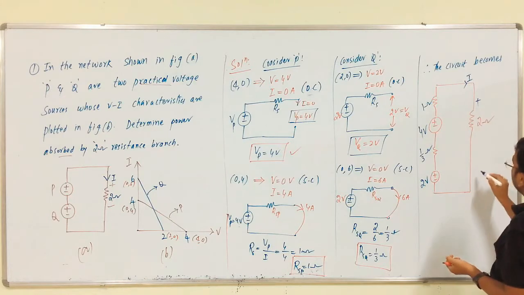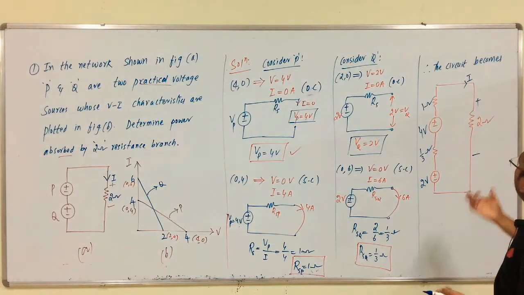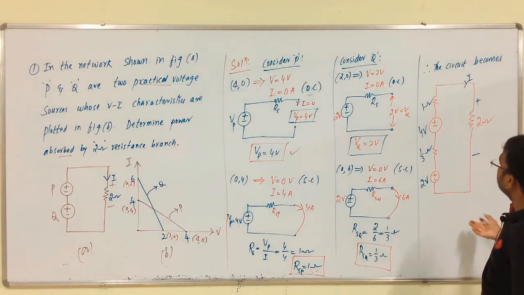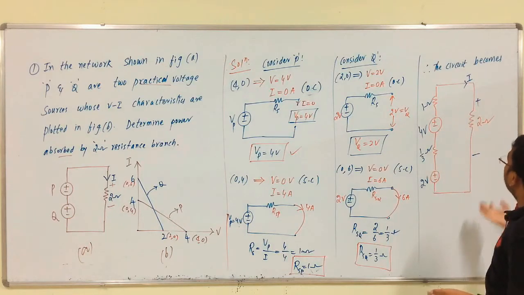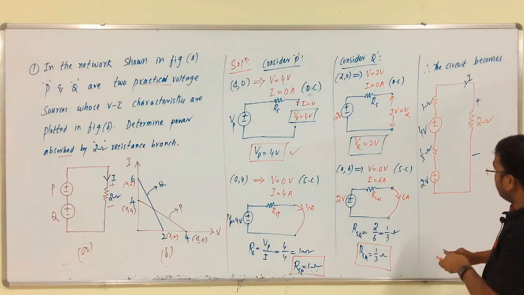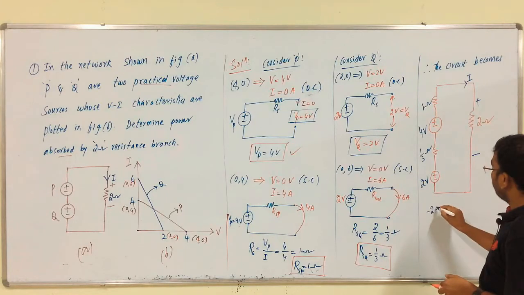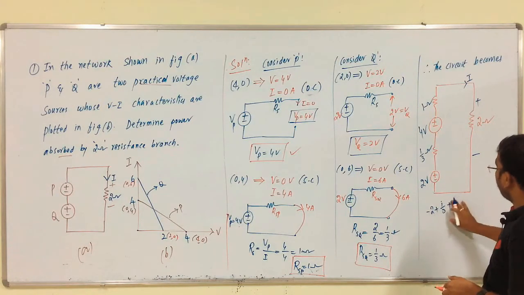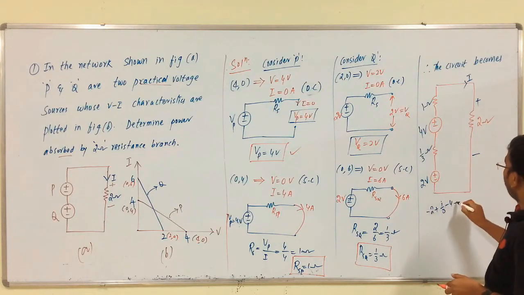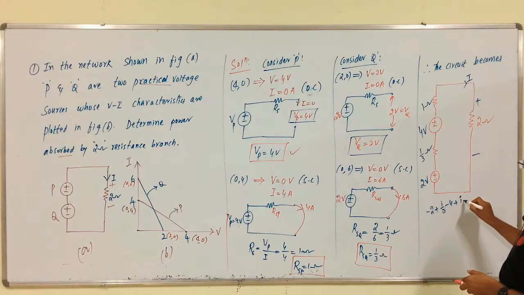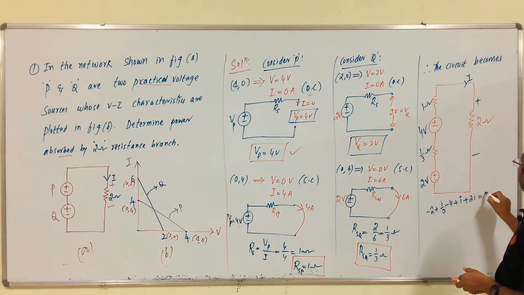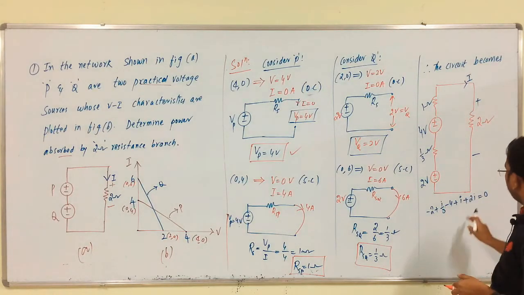This is plus, this is minus. What is the value of the current here? Simple, apply KVL, we are getting the current. That is minus 2 plus I by 3 plus 4, sorry, minus 4 plus I plus 2 into I is equal to 0. From this, I is equal to what?